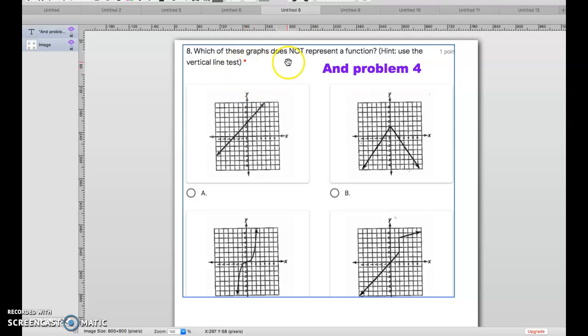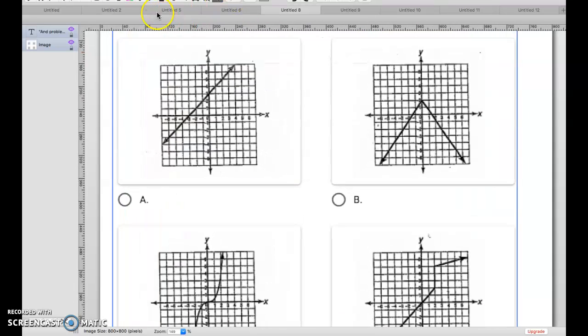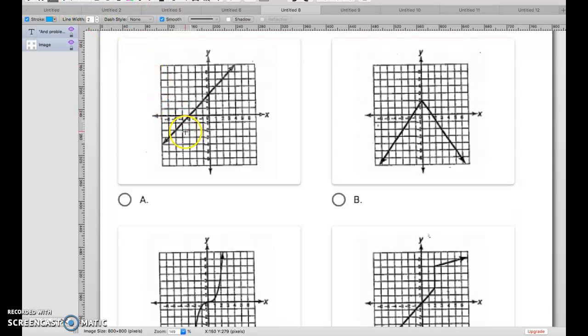Problem 8, which of these graphs does not represent a function? Hint, use the vertical line test. And it's been a while since we did the vertical line test, so let me just do it all over again just to help you out. So here's what I do.